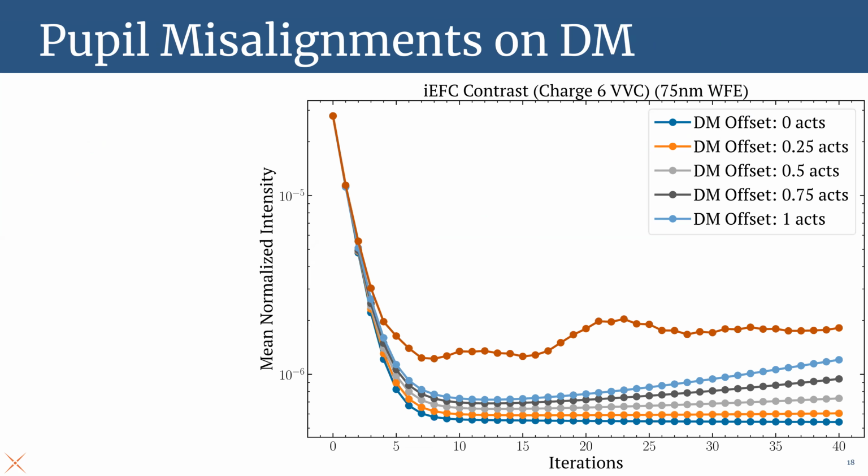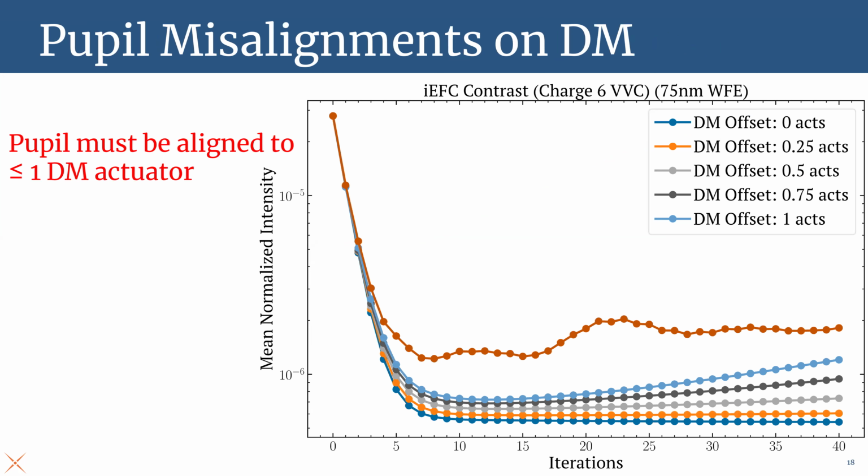I then examined the pupil misalignments on the DM, where I'm misregistering the DM. In this case, we observed that the pupil must be aligned to within one DM actuator before the solution begins diverging.